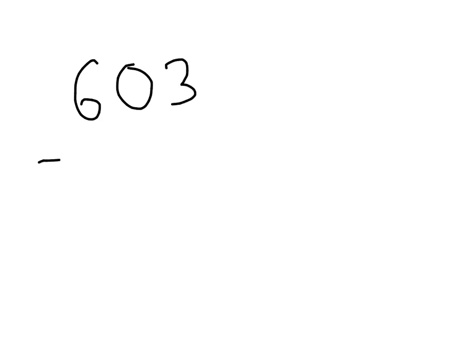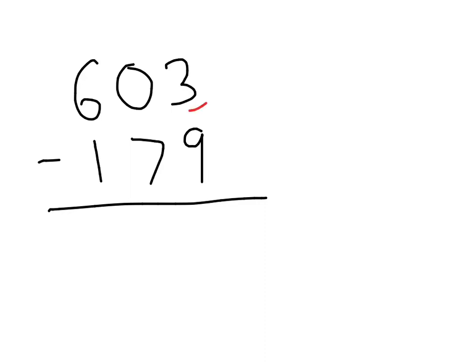603, take away 179. Okay, so again, if I have 3 take away 9, I can't do that, so I have to borrow. So if I go to the next column, I can see that I've got 0. And then I borrow, which I can't do, so I have to borrow from my first column. So 6 becomes 5. Then I would give that to this one over here, that becomes 10.